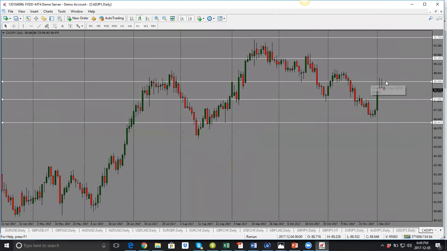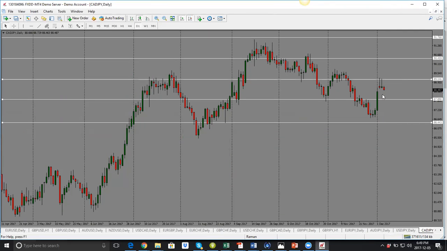CAD yen, nice tweezer top here. Tweezer tops are bearish reversal patterns. I'm looking for price to drop. 87.80 will be the target to the downside. So bias is bearish on CAD yen as well.